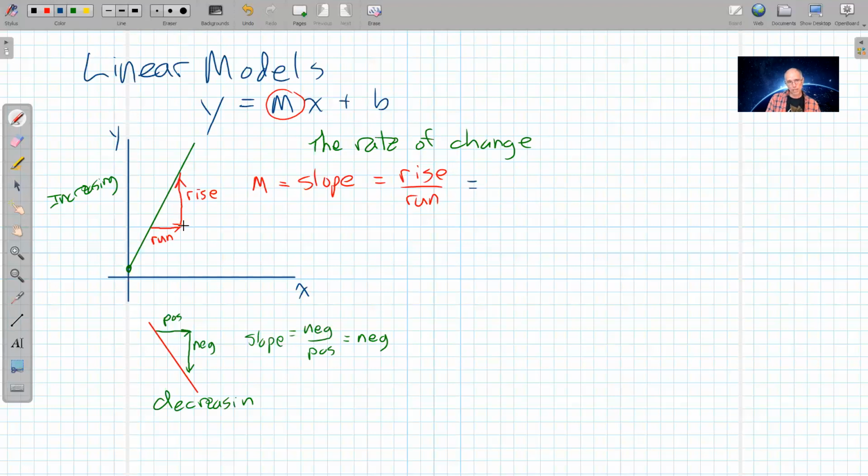Now that rise I'm looking at here, I started down here at this y value, I moved up to that y value. So that rise is a change in your y values. And similarly for x, I started over here at some x value and ended up over there at some other x value. So I changed from one x value to another. So that run is what we call a change in x.